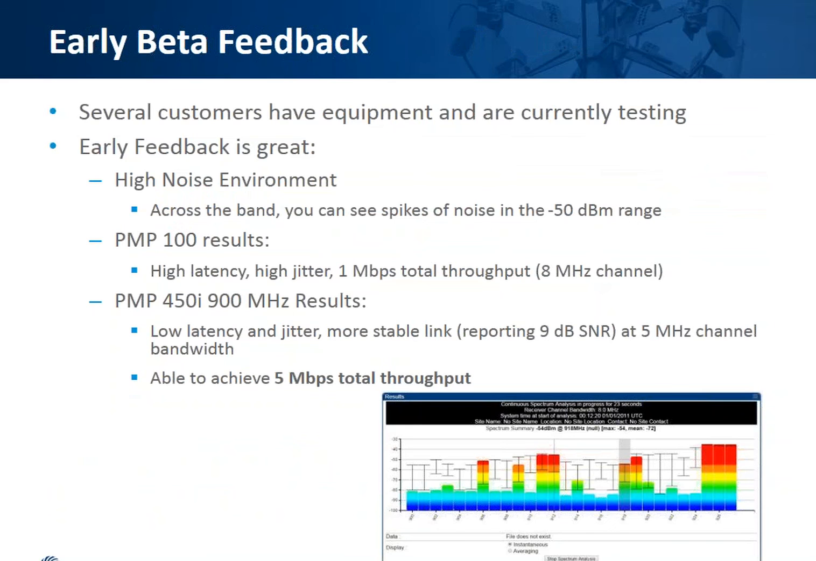In the beginning, we had some early feedback where we had a high noise environment. You can see the spectrum analysis graph on the bottom, and those error bars are showing peaks of above minus 50 noise floor. With the PMP 100, this customer was getting high latency, high jitter, and about 1 meg throughput through that link. Then we replaced that with the 450i product with a 5 megahertz channel. We have more flexibility and are able to go to an even smaller channel, but even with that smaller channel, we were able to achieve about 5 megs of total throughput.